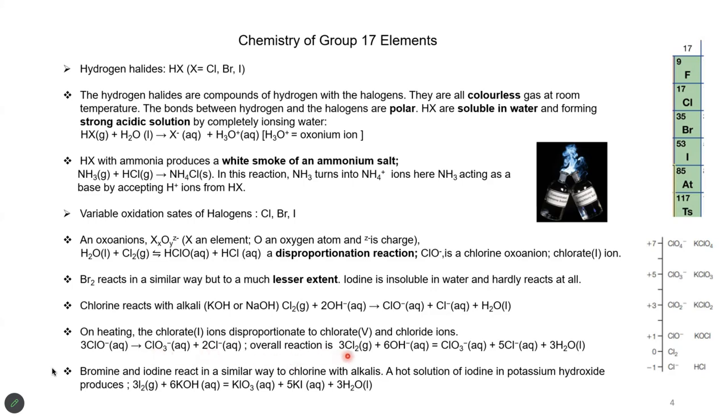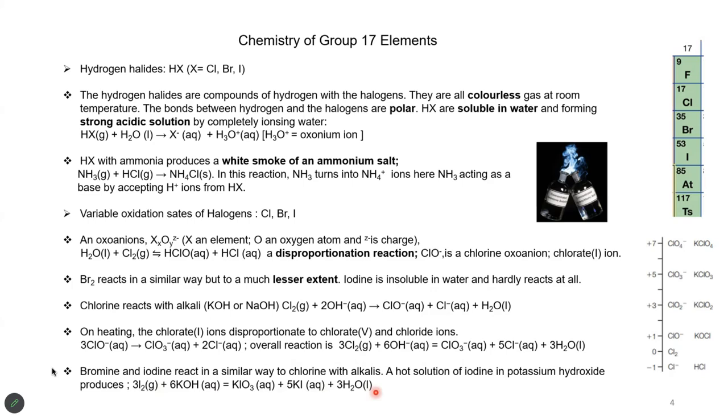The overall reaction is 3 moles of chlorine gas and 6 moles of hydroxide ion, and we get the chlorate(V) ion and the chloride ion. Bromine and iodine react almost similarly with alkali as chlorine does. With a hot solution of iodine in potassium hydroxide, we get this reaction. This is the reaction.